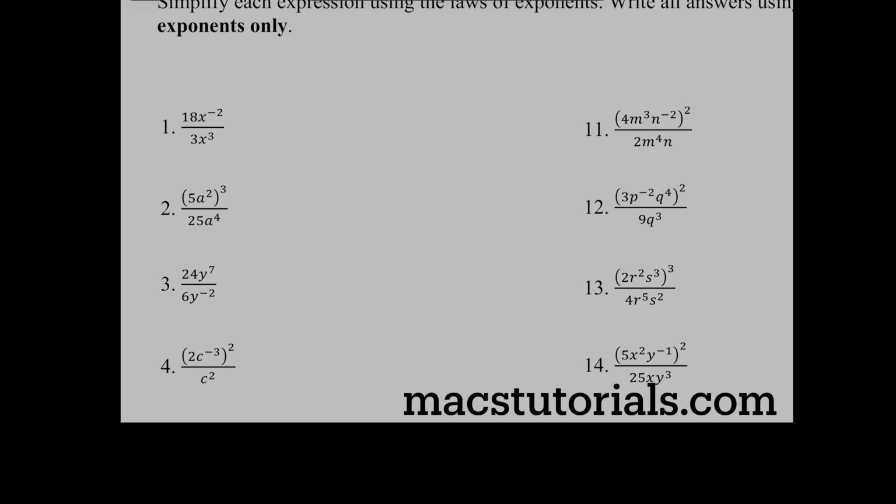Hey everybody, this is Mac, and we are going to do some more dividing fractions, dividing exponents, but this time we're going to have negative exponents, and we got to figure out how we're going to deal with these. Now, there's a few ways we can deal with this, okay? So, let's just start right here.